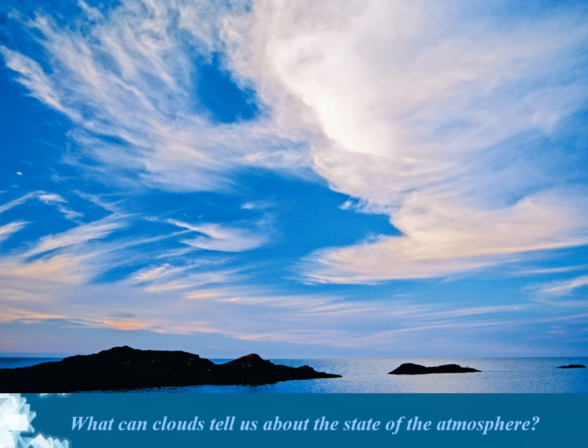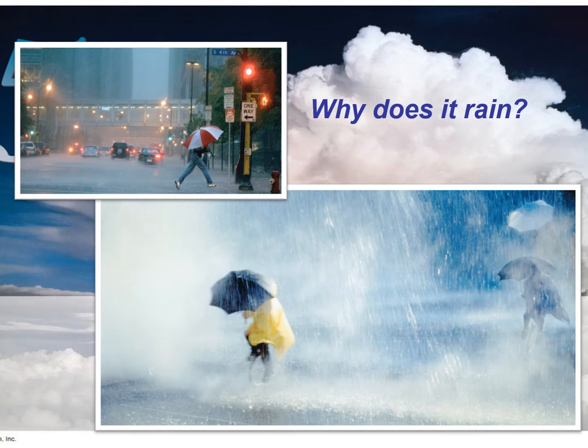Can clouds tell us anything about the state of the atmosphere? And the answer is absolutely. For example, if you notice cirrus clouds approaching from the west, cirrus clouds being the high, thin, wispy clouds that are made of ice crystals, that is your first indication that a low pressure system, meaning a mid-latitude cyclone, is approaching your area. Why does it rain? Well, we'll talk about that.